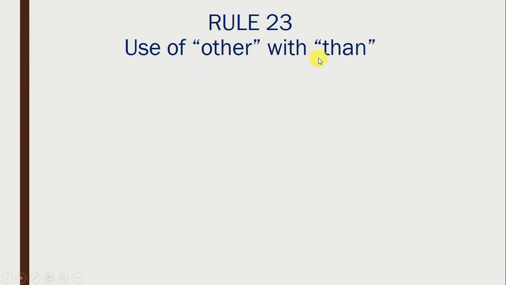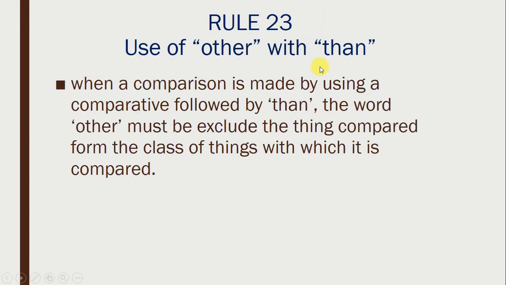We will see how we will use other with than. What I said is that than is used for comparison, but sometimes you have to use other also with than, when you have to uniquely identify the person you are comparing with a certain group. See this example: he is stronger than any man. Now this any man is included, when we are saying he is stronger than any man.